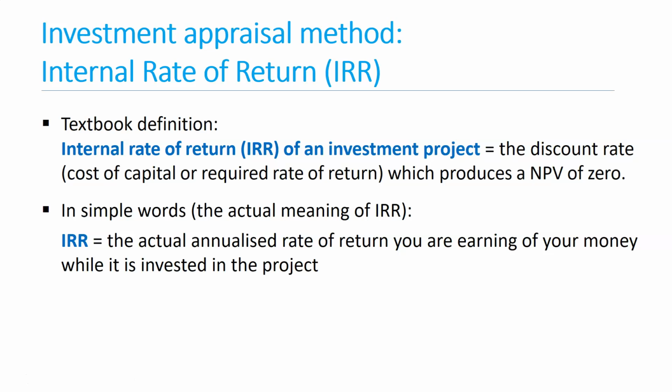IRR is directly related to net present value. It also uses discounted cash flows for calculations. And net present value varies with the discount rate chosen. The higher the discount rate, the lower net present value of future cash flows is going to be. The lower the discount rate, the higher net present value is going to be. And there must be some discount rate which makes net present value just equal to zero. This is the internal rate of return.